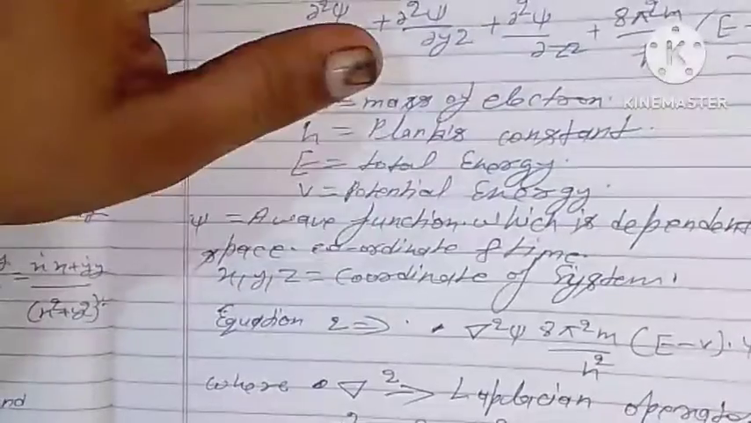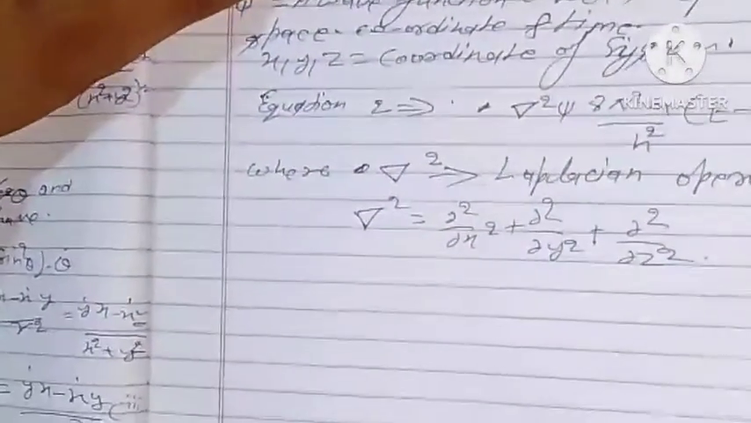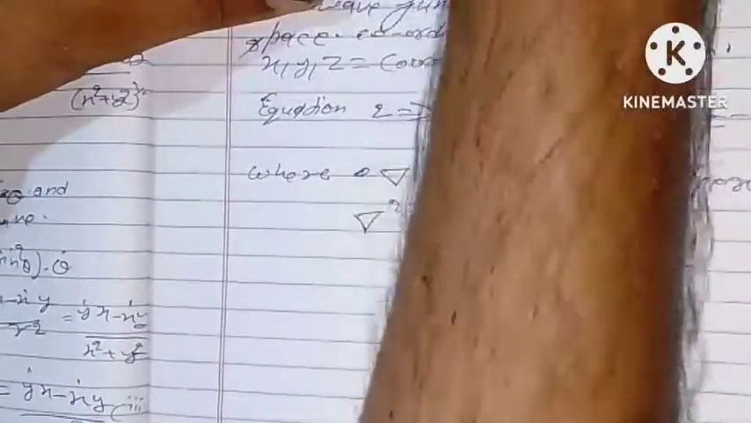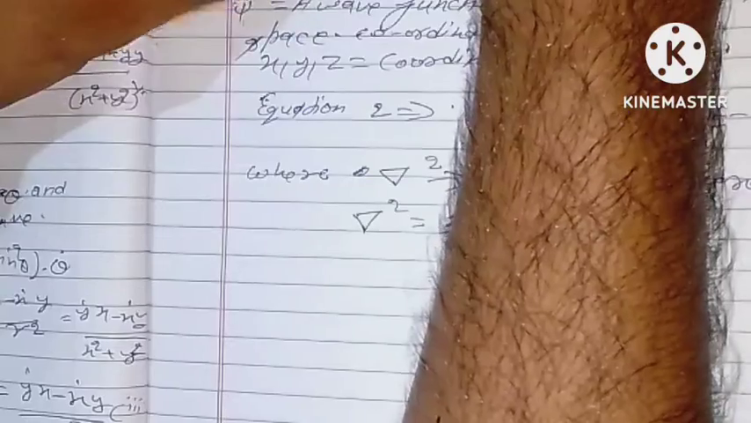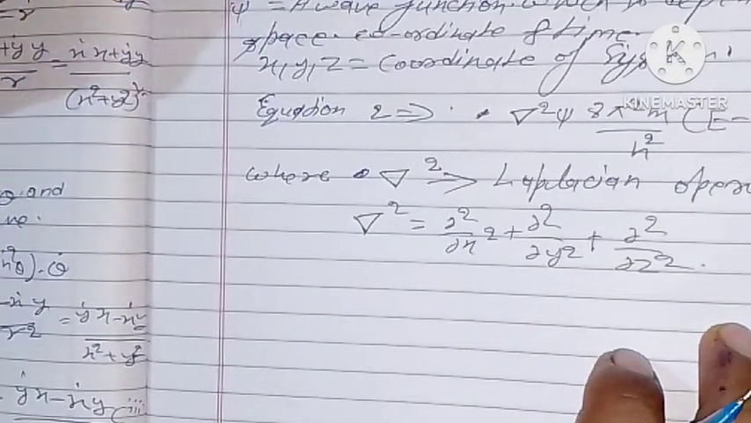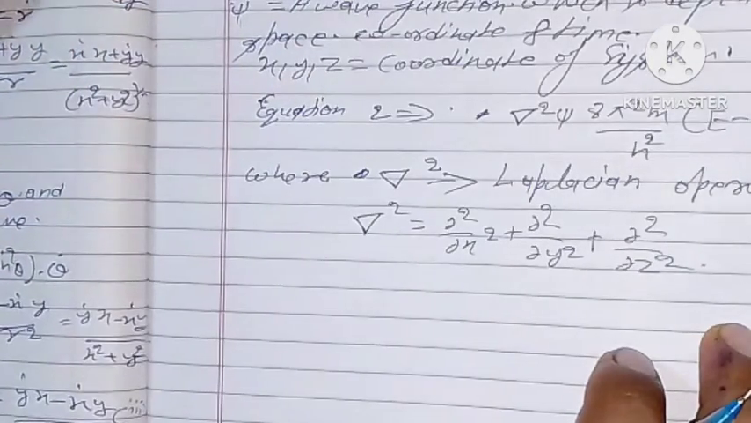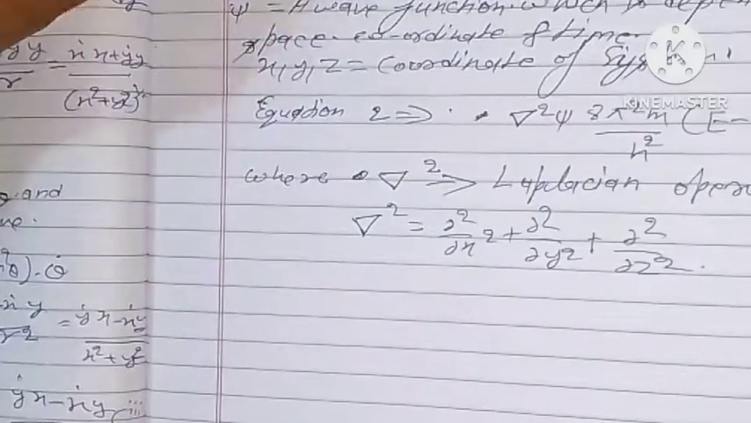Schrodinger wave equation for H atom. But we will learn about the derivation of the Schrodinger wave equation in the next video, and we will learn about the Schrodinger wave equation for H atom.